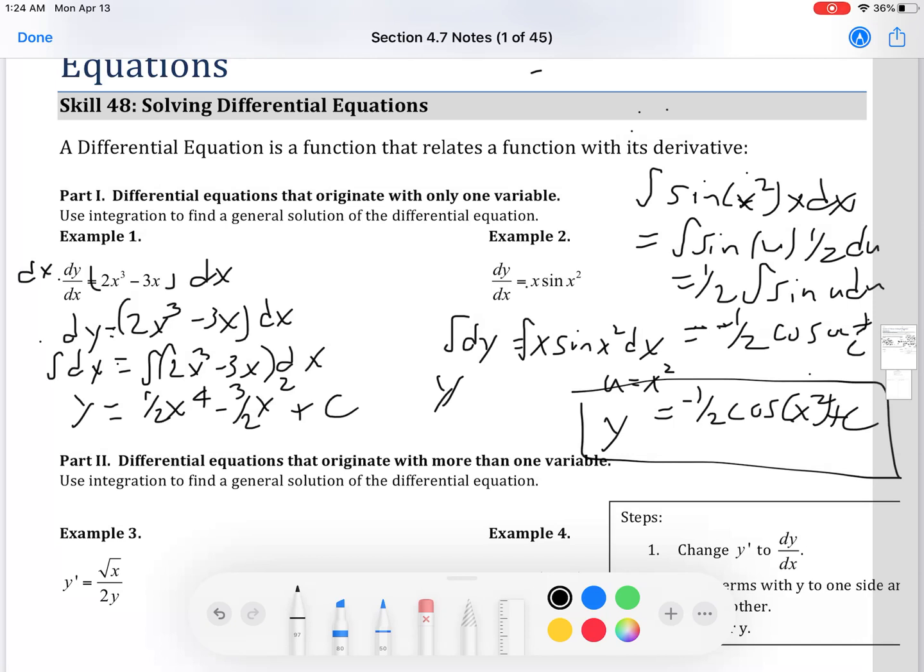In the next video we will be doing the less straightforward differential equations, where we're going to have to get the y's and the x's on the same side. And these are what we call the separation technique. So please stay tuned for that.